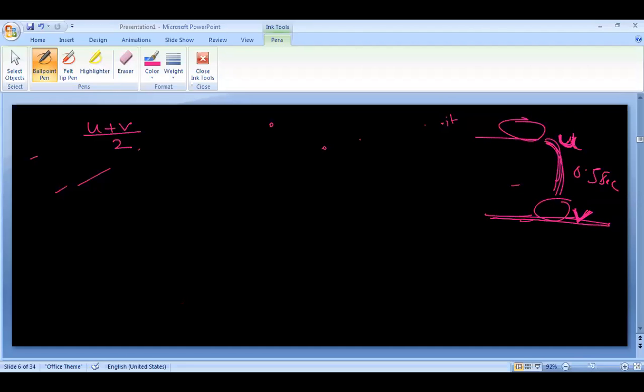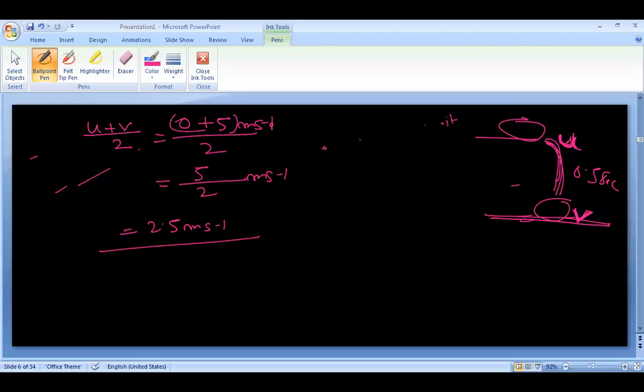Clear or not? All of you? Yes. So what is the u? 0. What is the v? Just now we have found 5 meter per second. By 2, that means 5 by 2 meter per second. If you divide 5 by 2, it will be 2.5 meter per second. So this is the average speed. Clear? Yes. Now see the third question.